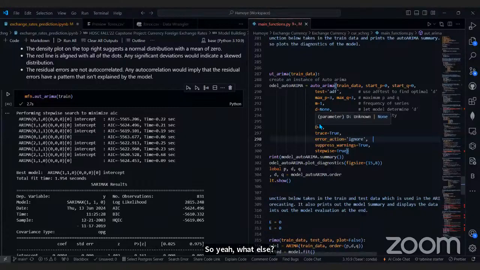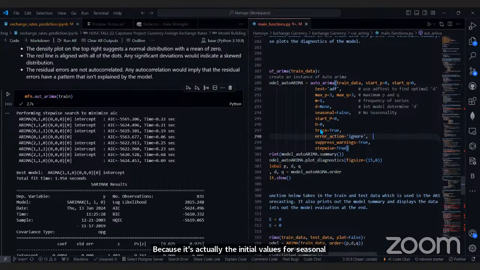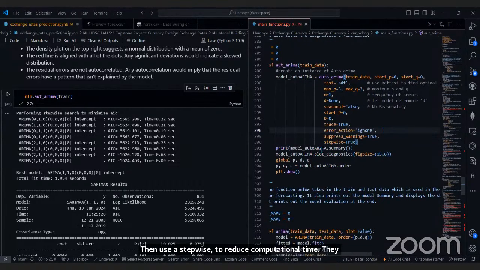This is actually not going to be used because these are the initial values for seasonal components. Then trace equals true. This prints the progress, the output you are seeing here as it's going through it. Then error action is set to ignore, to suppress warnings. Then we use a stepwise search to reduce computational time. After we've done that, we print the summary of our auto arima.